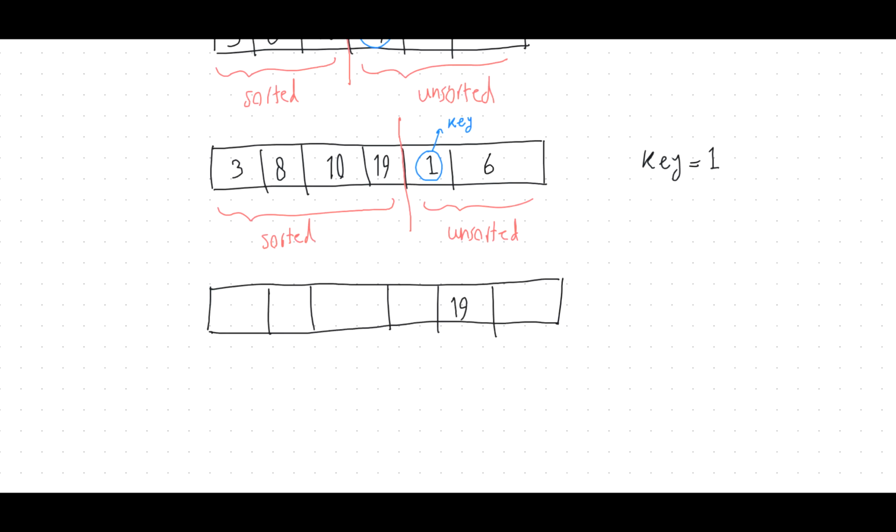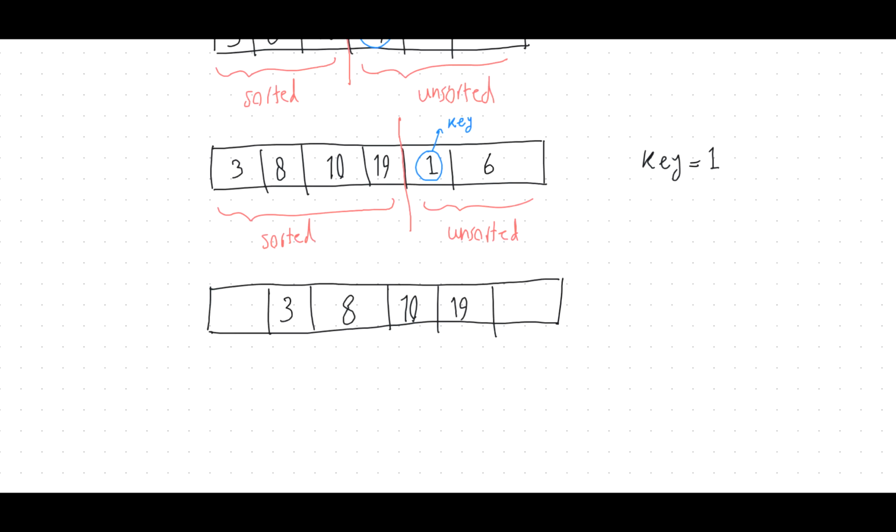Then the next element is 10. Is 10 greater than the key? Yes, it is. So move it to the right. So 10 goes here. Next element is 8. Is 8 greater than the key? Yes, it is. So move it to the right. Next element 3. Is 3 greater than the key? Yes, it is. So move it to the right. From the first position, it goes to the second position. And now we are at the beginning of the array.